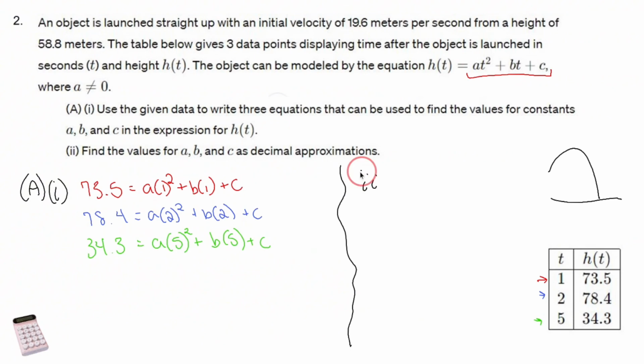Now let's do the double I. Okay, the double I. Find the values for A, B, and C as decimal approximations. Well, we know that this is a calculator problem, so what I can do is run to my calculator and use quadratic regression. Okay, so let's run over there and do just that.